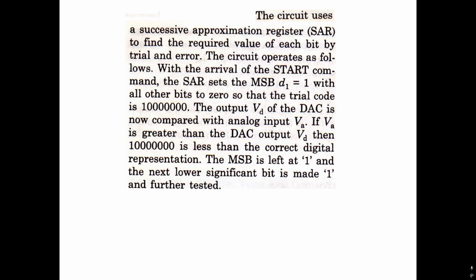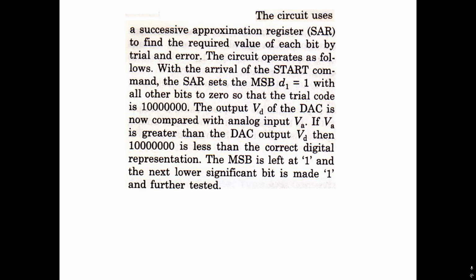The circuit uses a successive approximation register, called SAR, to find the required value of each bit by trial and error. The circuit operates as follows. On the arrival of the start command, the SAR sets the MSB D1 equal to 1 with all other bits to 0, so that the trial code is 1 0 0 0 0 0 0 0. The output VD of the DAC is now compared with analog input VA.